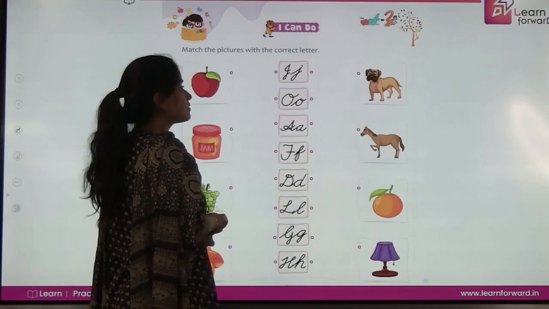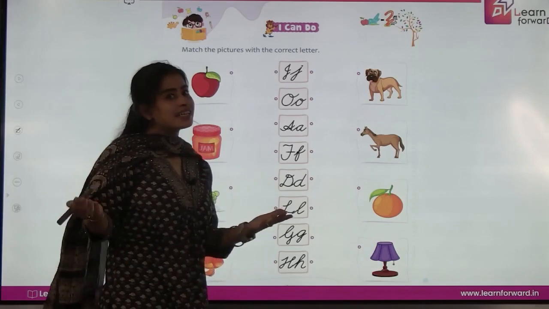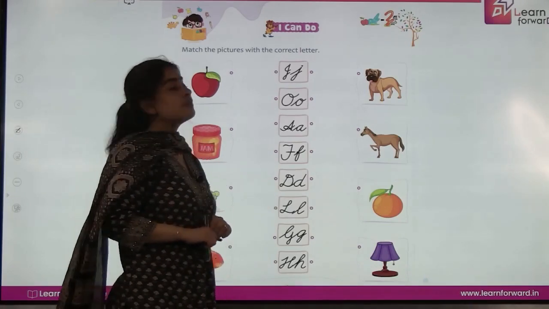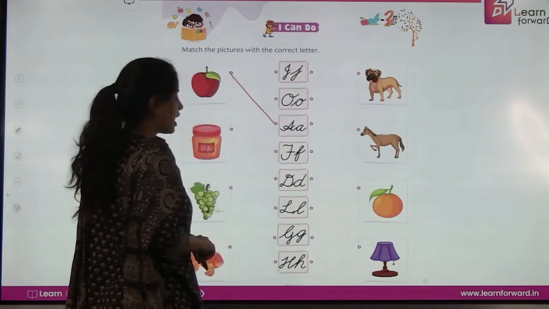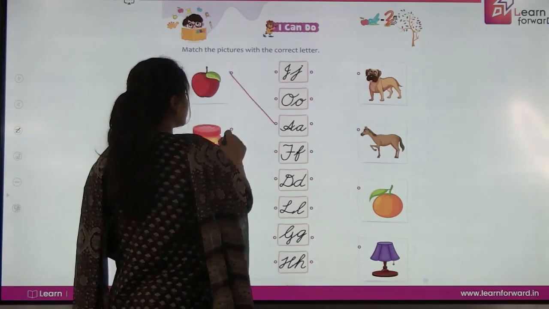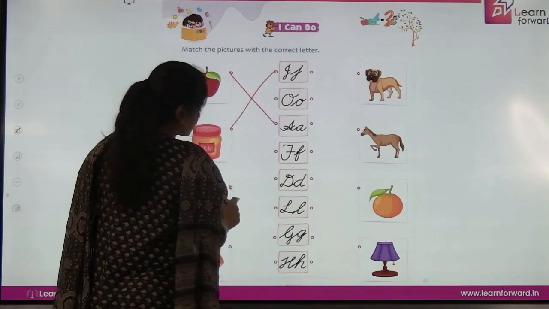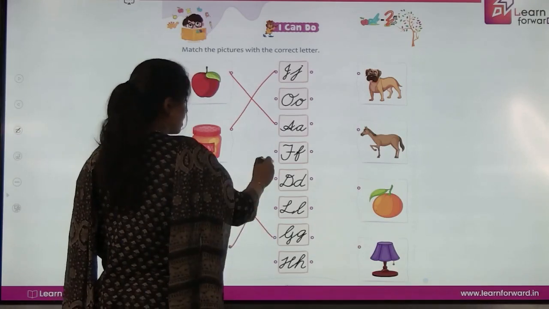Match the pictures with the correct letter. Now we have to match the pictures with the correct letters. First one is apple. Apple starts with letter A. We'll match like this. Next is jam. Jam starts with letter J. Next are grapes. Grapes start with G. This is fish. Fish starts with F.